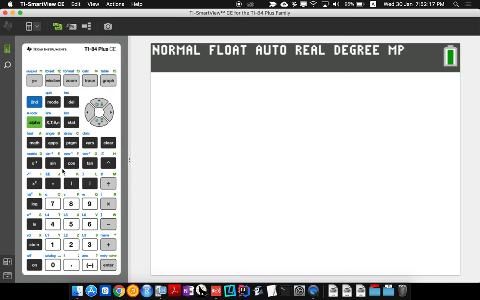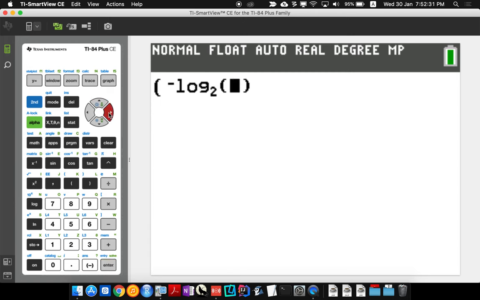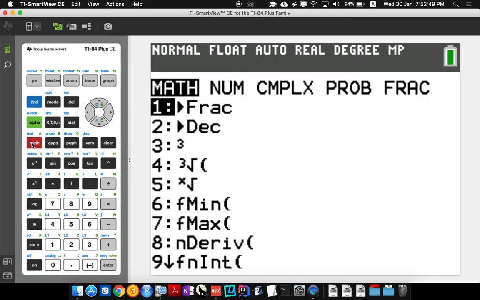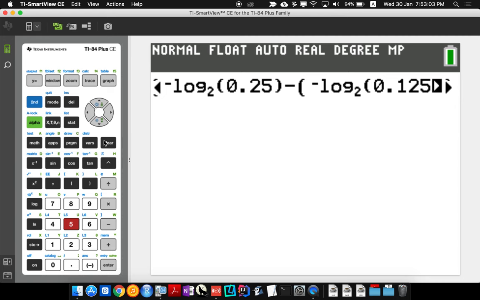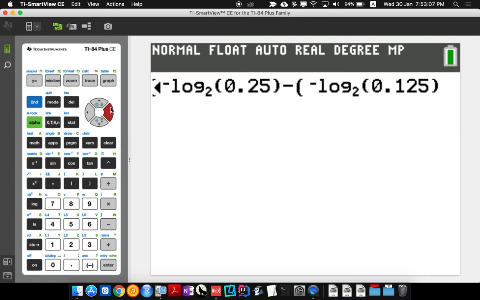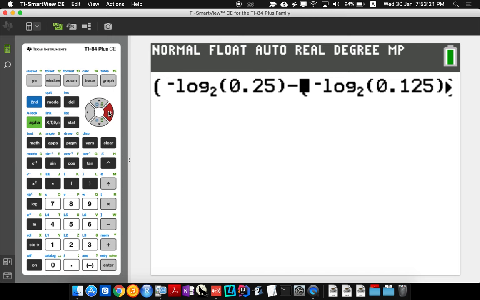So you do this, put a parenthesis, and do negative math, log base 2 of, first one is 0.25, and then minus, and then put a parenthesis again. Now we're going to do the second part, the second function, negative math, log base 2 of 0.125. There's that. And then we have to close another parenthesis. Okay, so we have to make sure we have all our parentheses taken care of here. So we have another one here in the front. So I have to put another one in the back.